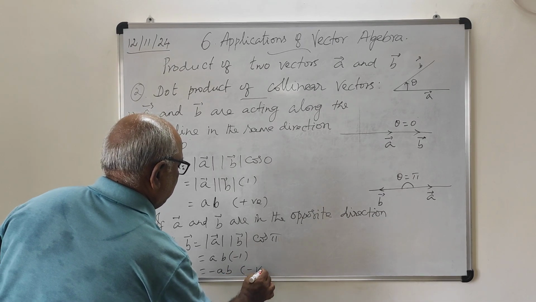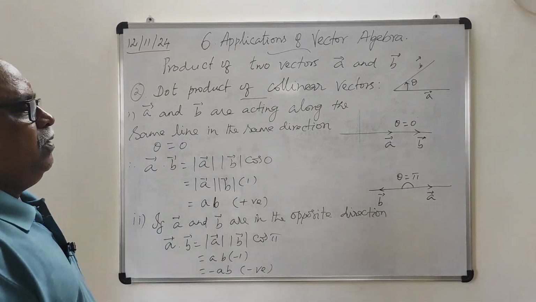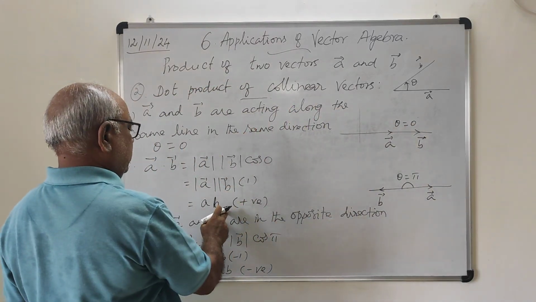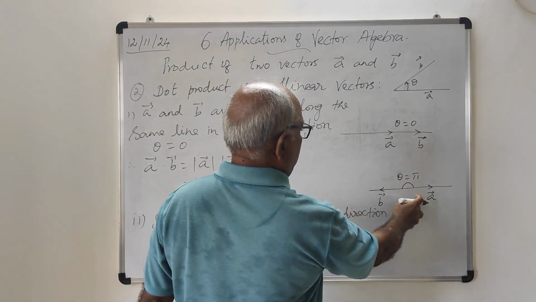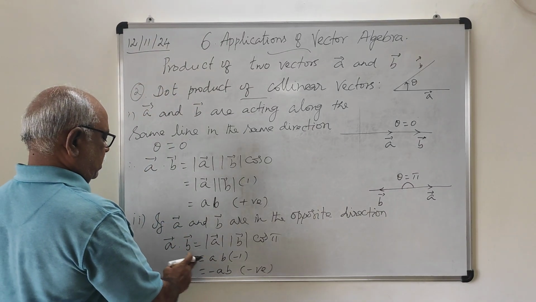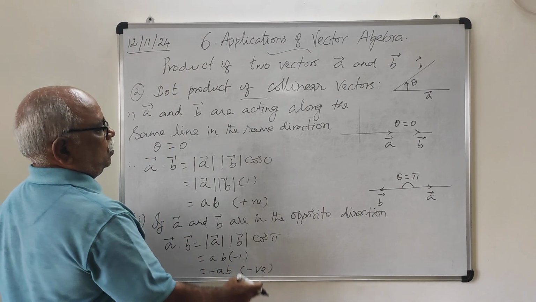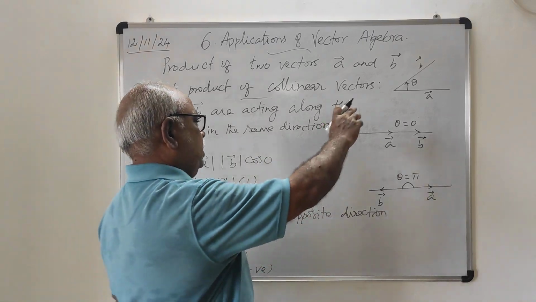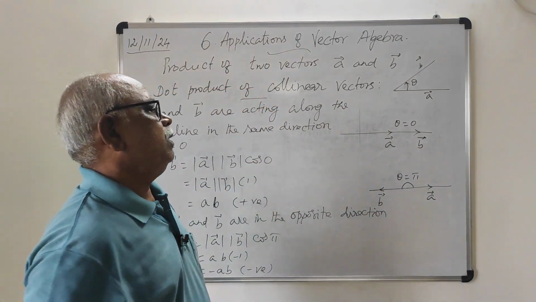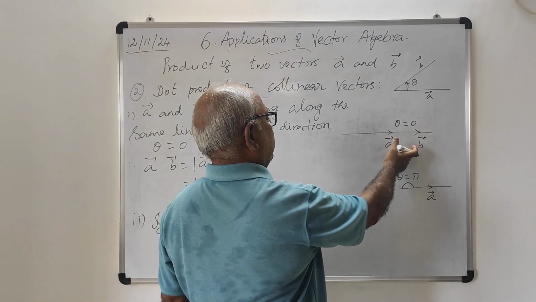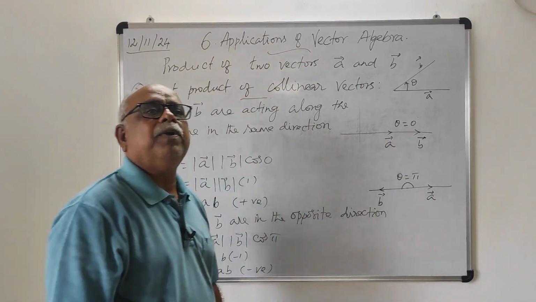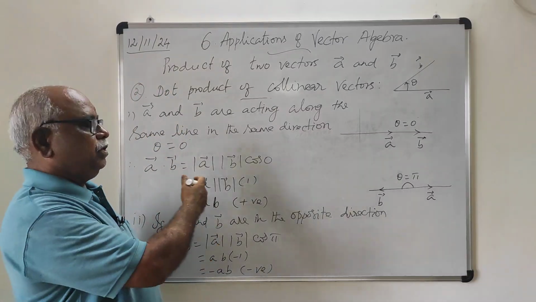It is negative. If A and B are acting in the same direction, A dot B is AB, positive. If A and B are in the opposite direction, the dot product A dot B is minus AB, which is negative. So in both cases, the vectors A and B are collinear. If A and B are collinear in the same direction, A dot B is AB. If A and B are collinear but in the opposite direction, A dot B is minus AB. That's all about this property.